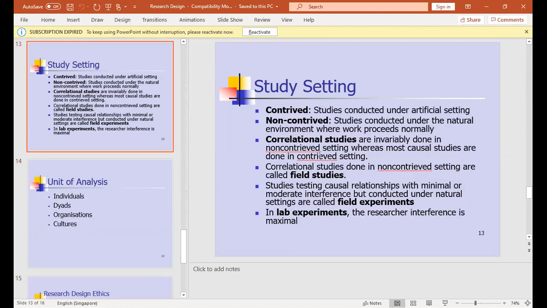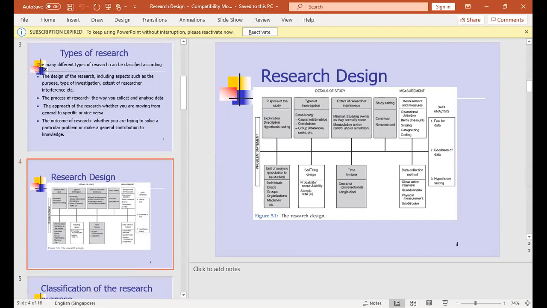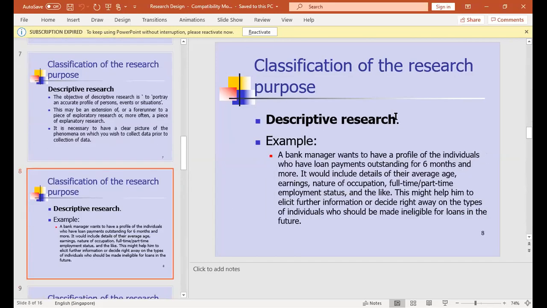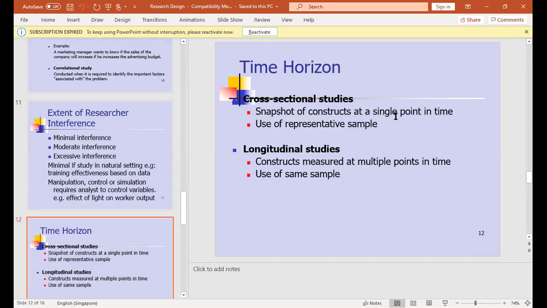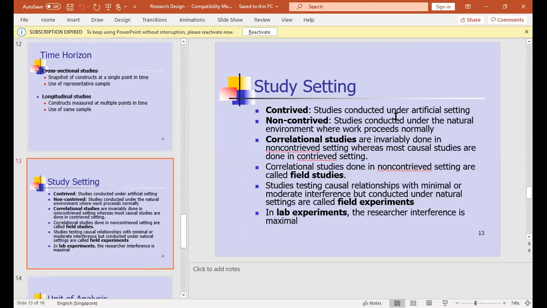In this study settings in the next box, right? Once again, in the fourth box, he says contrived and non-contrived study settings, which is well connected with what was discussed under the extent of research interference. So he explains the study setting like this.